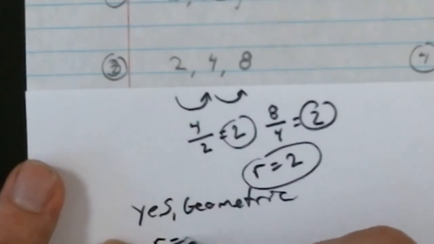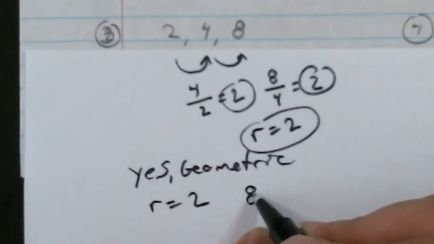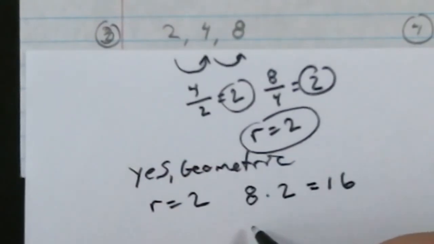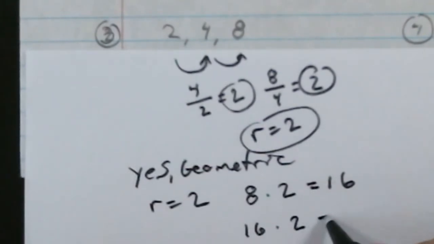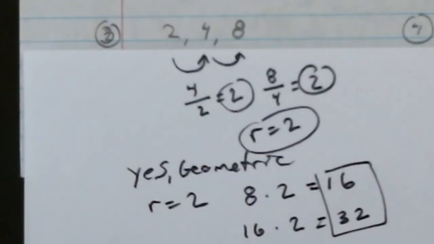You're going to say R is 2, and then how do you get your next numbers? We're going to go 8 times 2, which is 16. We're going to go 16 times 2, which is 32. So there's your numbers there. Okay. Let's do some more. Number 4.